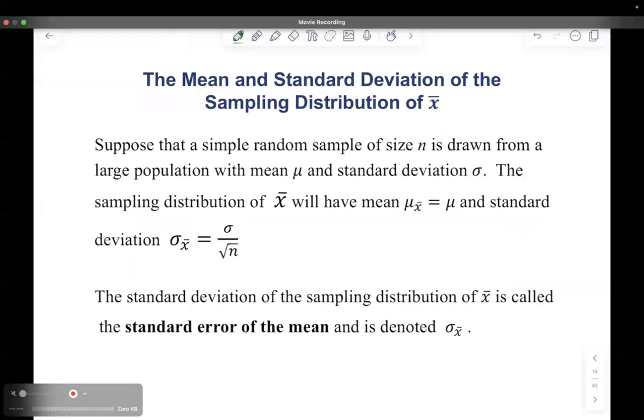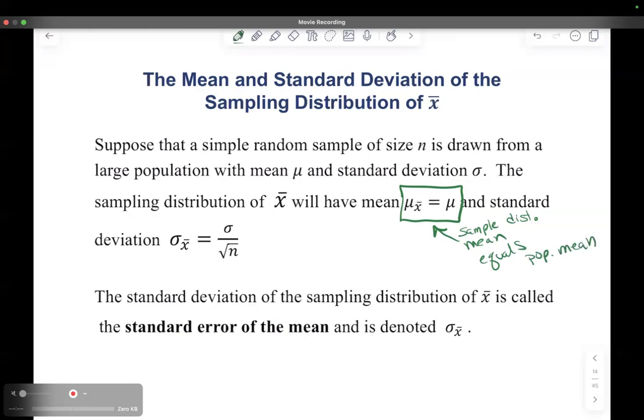So if I have a simple random sample of size n from a large population with mean mu and standard deviation sigma, then the mean of my sample means, the average of all of those averages, equals the population mean. So our sampling distribution mean equals our population mean.